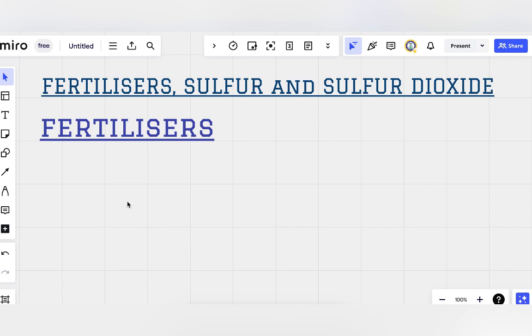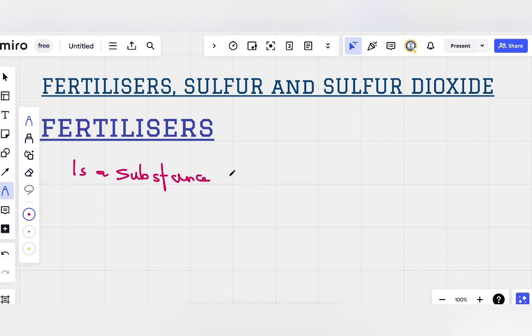Now, fertilizers. Okay, for fertilizers, we're going to look at, first of all, why do we need fertilizers, or what are fertilizers? A fertilizer is a substance that is added to the soil to make it more fertile, to replenish the soil. A substance that is added to soil to make the soil perform better, to make the soil regain the nutrients it has lost.